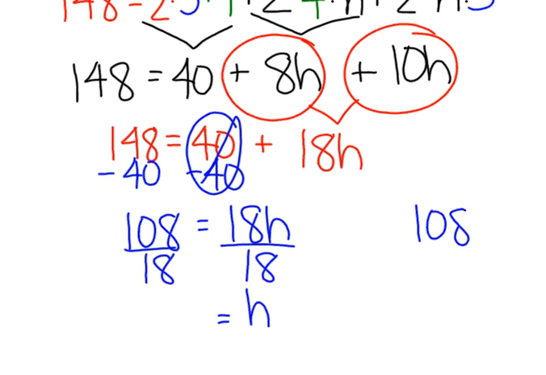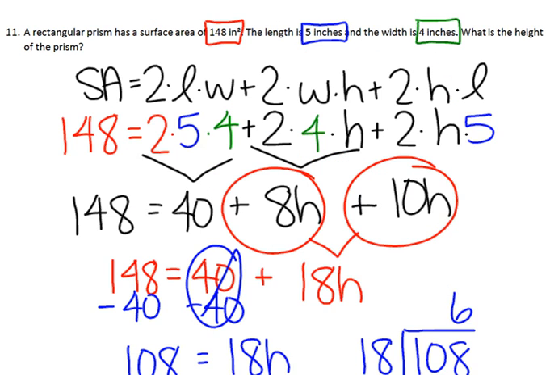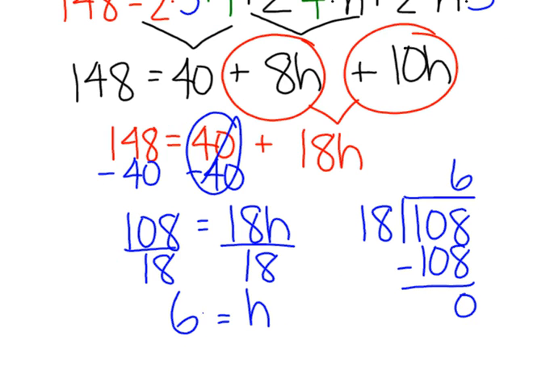So 108 divided by 18. And 18 is going to go in exactly 6 times. So for our final answer, we're going to get 6 as the height, and we're going to include our units, which are inches. So 6 inches equals the height.